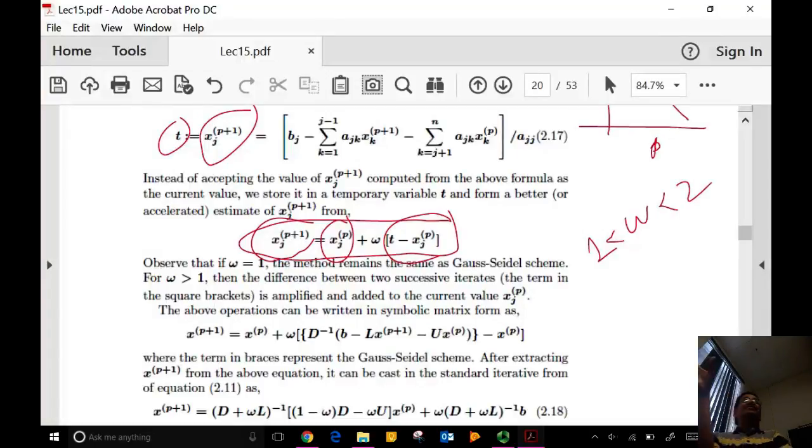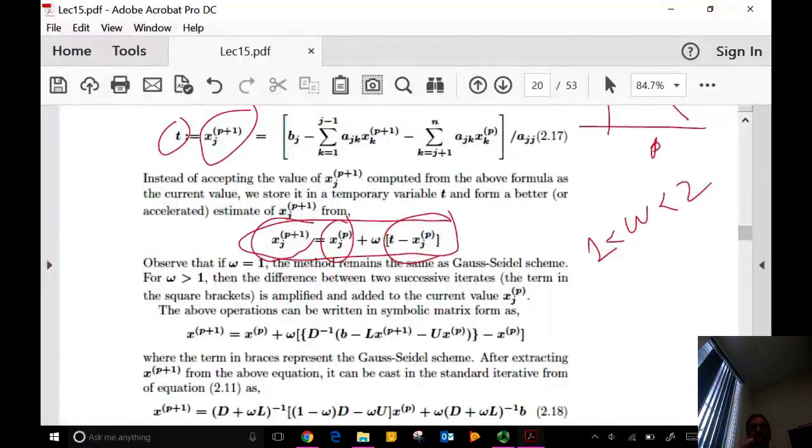There is some work, this all happened in the 60s, I think, that says the optimum value is somewhere around 1.8 for linear systems. For diagonally dominant linear systems, the optimum value is somewhere around 1.8. So you can use that for linear systems as long as you know that it is diagonally dominant.